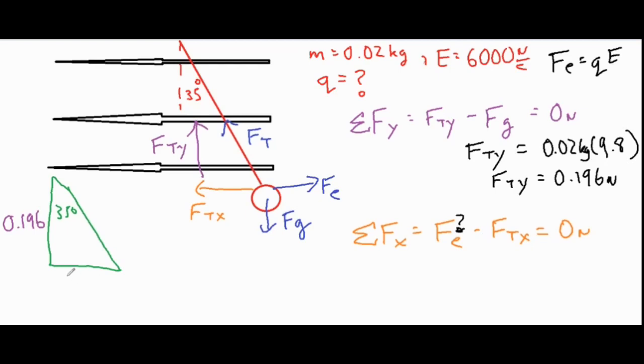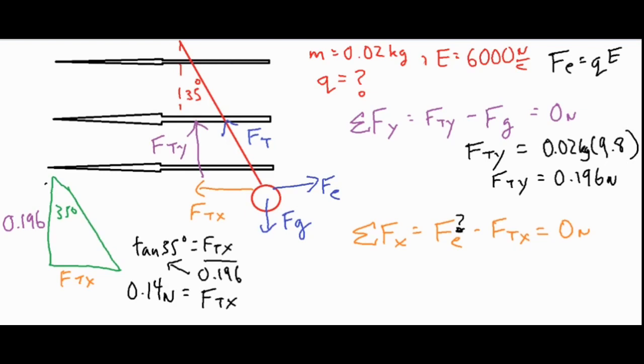So we are interested in finding this. In relation to this angle, we have the adjacent side and we're looking for the opposite side. So that means we're going to want to use tangent. So the tangent of 35 degrees equals the opposite side, which is Ftx, over the adjacent side, which is the 0.196 newtons. And then you can multiply both sides by 0.196, which is basically cross multiplying it over to the left. And then we have our Ftx value, which is rounded off to 0.14 newtons.